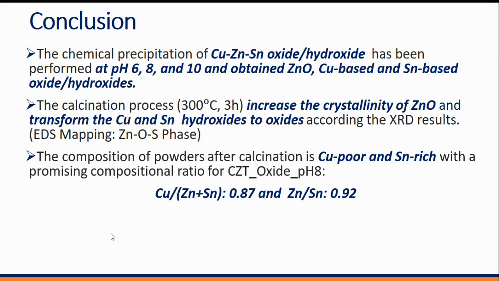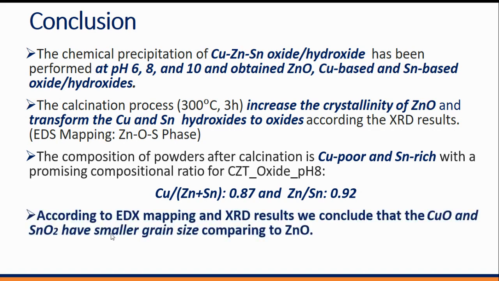with a promising compositional ratio for the precipitation pH 8, which is copper poor, 0.87, and slightly zinc poor, 0.92. According to EDX mapping and XRD results, we conclude that the copper oxide and copper tin oxide have smaller grain size compared to zinc oxide.